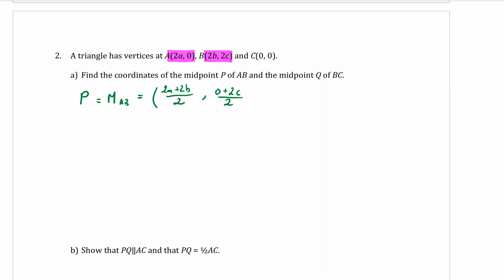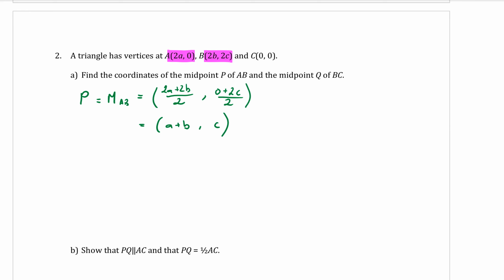over 2. Now, because the first one here has 2a, 2b over 2, we could cancel the 2 out of everything. So that would just be equal to a plus b for the x-coordinate. The y-coordinate, 0 plus 2c, I don't really need the 0, and the 2 on the top and the 2 on the bottom will cancel out. So the y-coordinate is equal to c. Okay, that's as good as we can get for now for our point P.